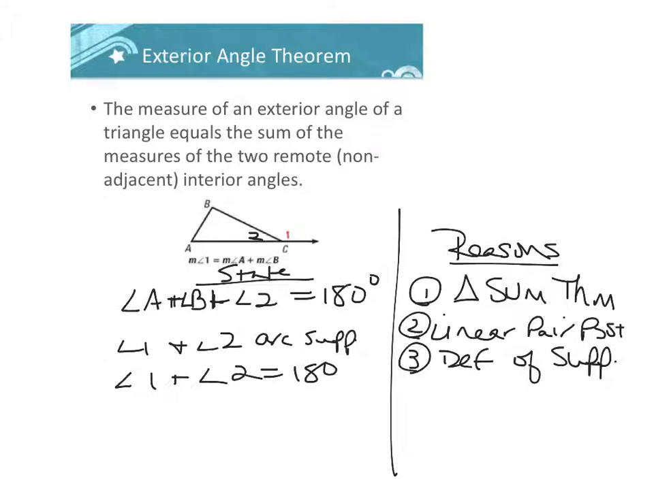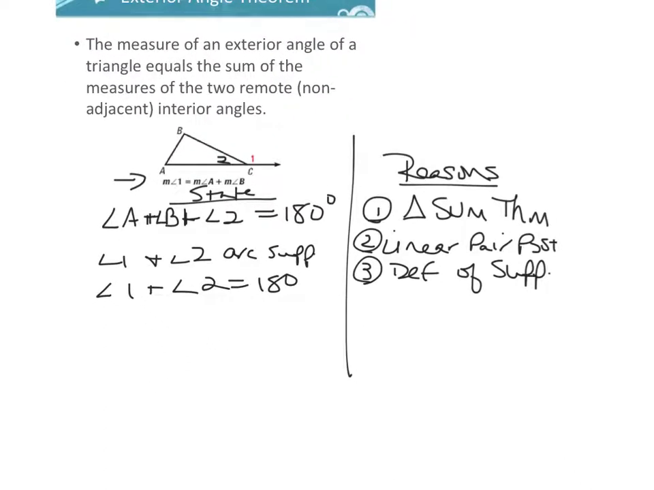I need to somehow get to what I'm trying to prove, which is this: the measure of angle 1 equals the measure of angle A plus the measure of angle B. Yes? You can substitute it. Beautiful. I'm going to use substitution. So I'm going to take angle A plus angle B is equal to angle 1 plus angle 2, and that will be substitution.